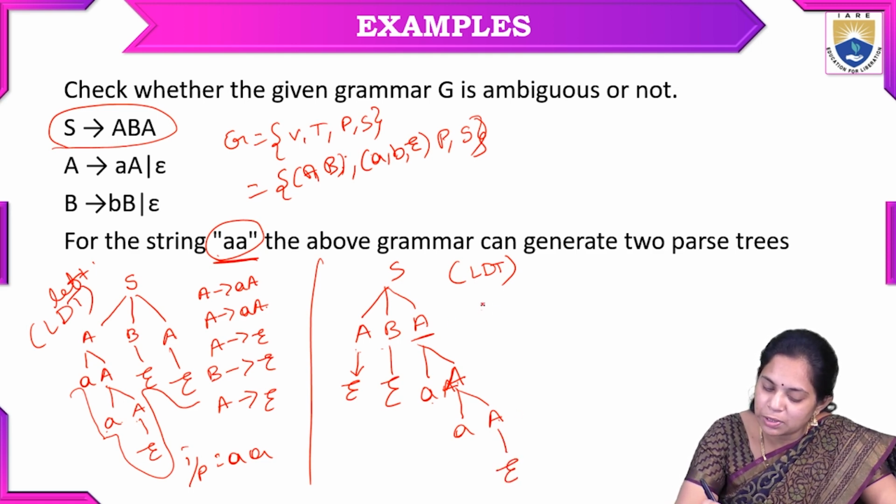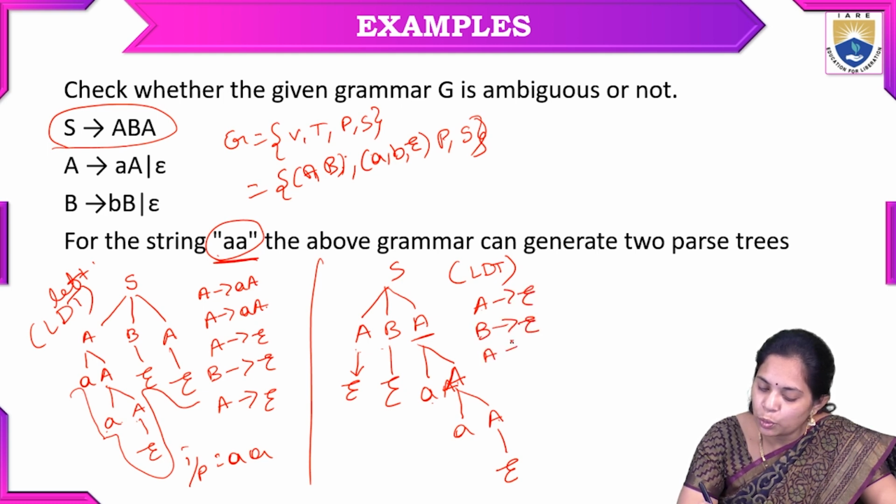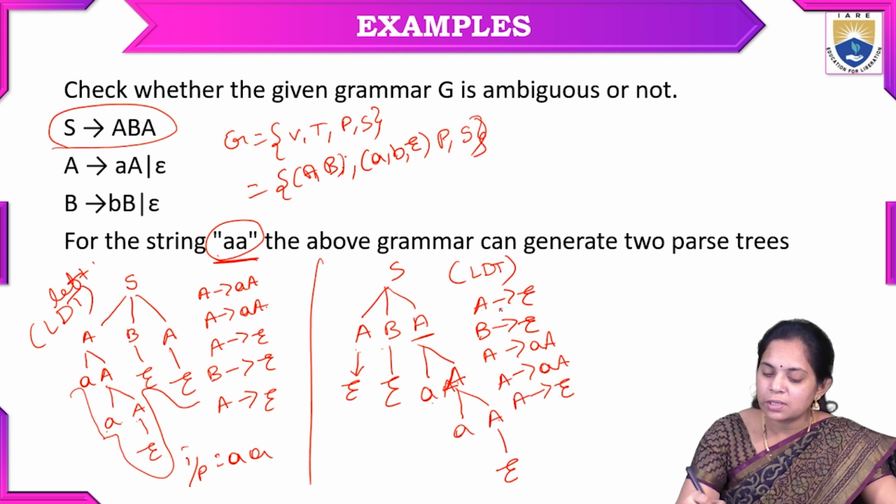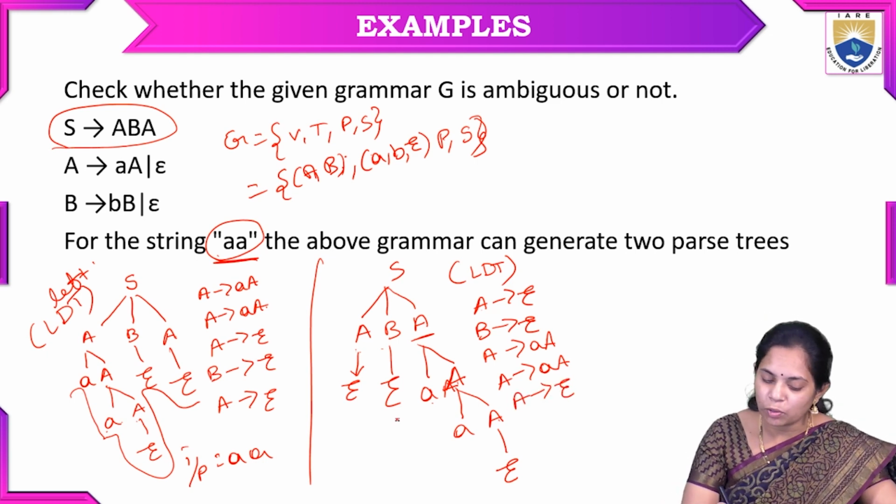So what are the steps involved in this one? A tends to epsilon, after that B tends to epsilon, and A tends to capital A, and again A tends to capital A, and A tends to epsilon. So these are the substituted values. Finally, what we get? Epsilon, epsilon, A, epsilon.